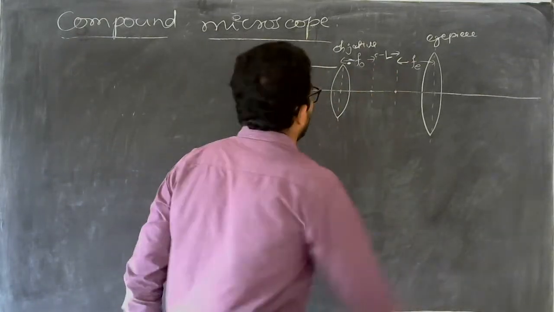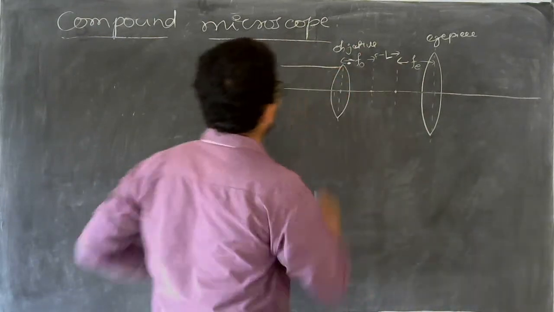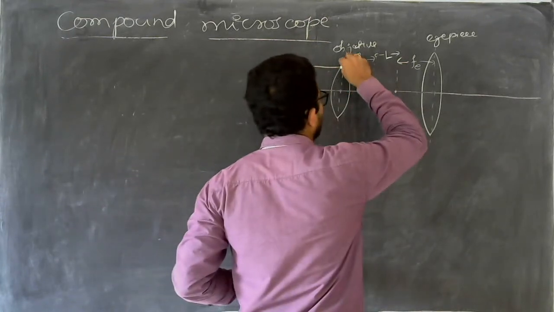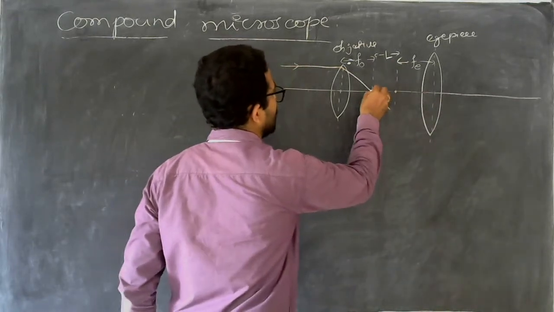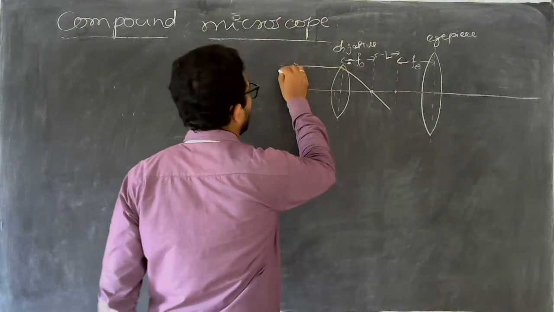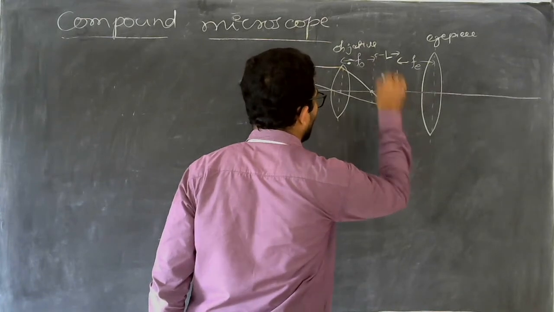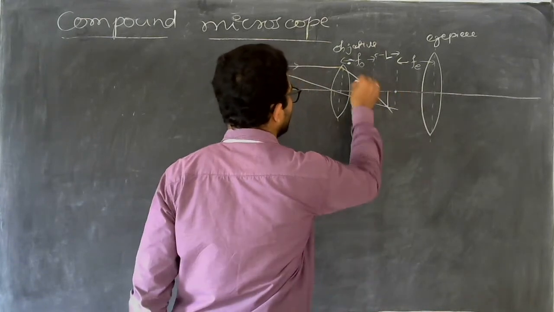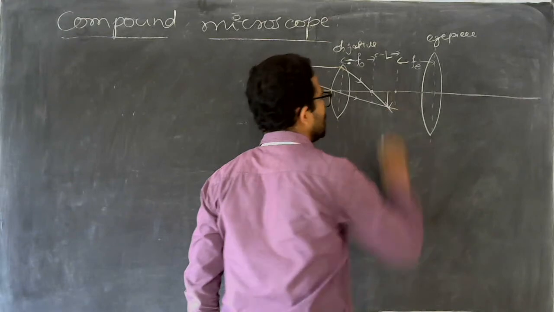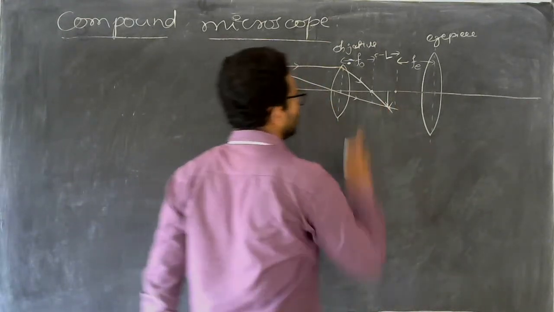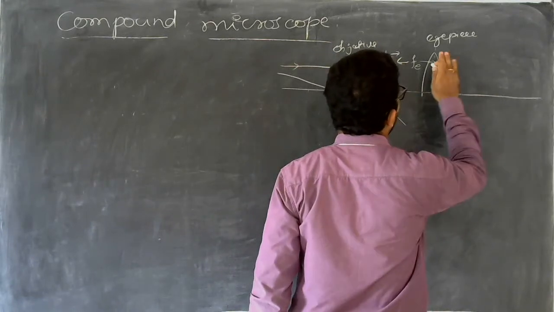Now let's take a ray from an object incident on the first lens, and it undergoes refraction. After refraction, it will move like this. It will pass through this focus, and another ray will also move here, and they will intersect each other. See, these two rays after refraction will intersect at this point. At the point of intersection, they will form the image. So this is the formation of the image.